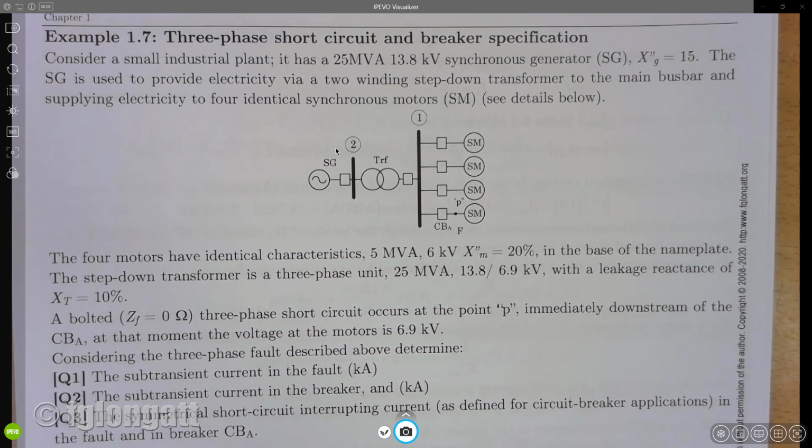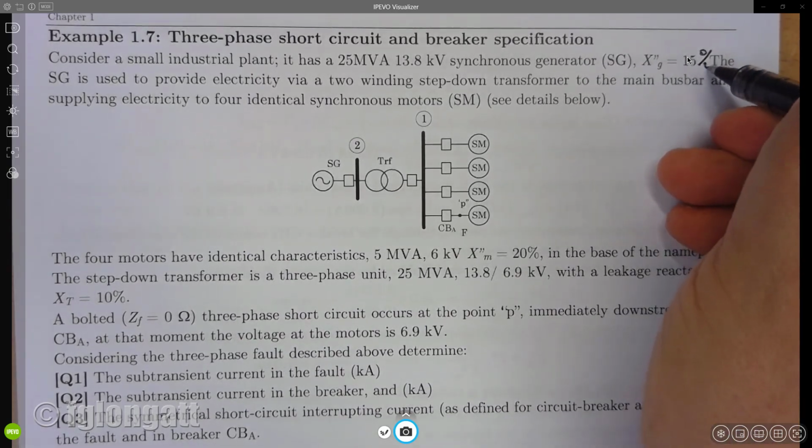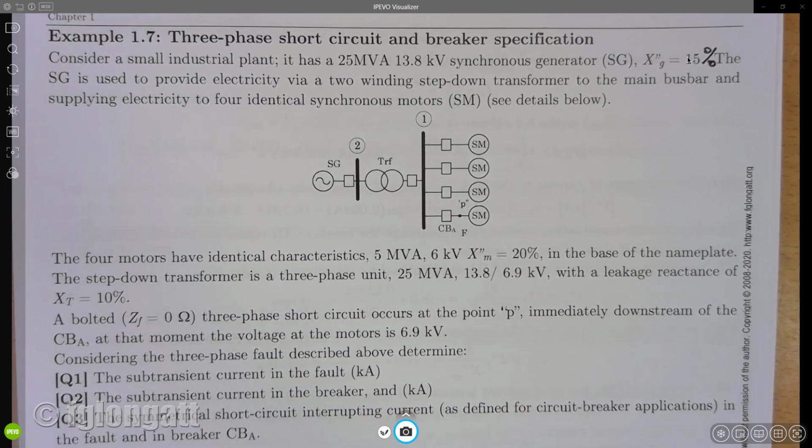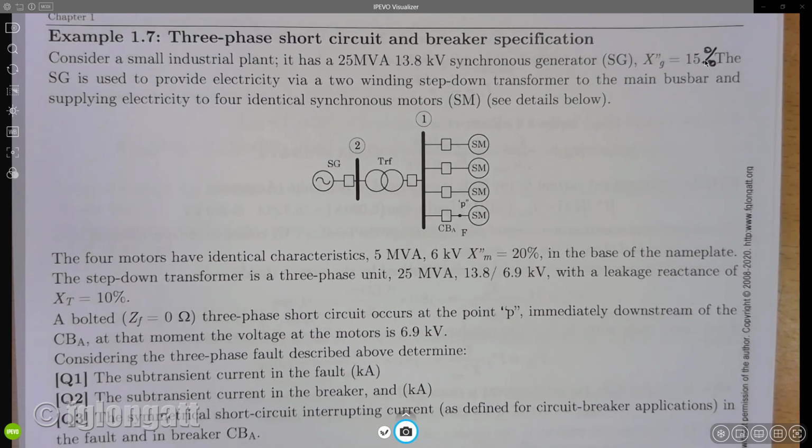You can see here it's connected to busbar number 2. And the subtransient reactance, you can see over here is 15%, okay? Then the synchronous generator is connected in order to provide electricity via a two-winding step-down transformer, the transformer here between 2 and 1, to the main bus bar, and supply electricity for, in this case, 4 identical synchronous motors.